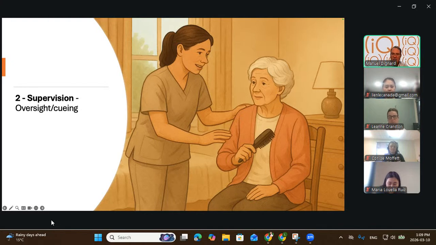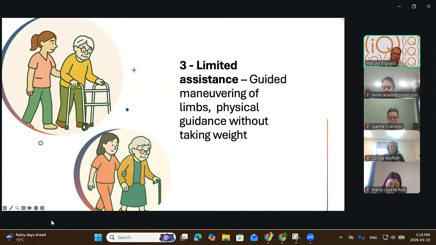Supervision. So here the resident needs oversight. Okay, they need verbal cueing. So maybe they forget a certain step. They need encouragement, but there's no physical guidance involved. Everything's verbal, or you're showing them, right?